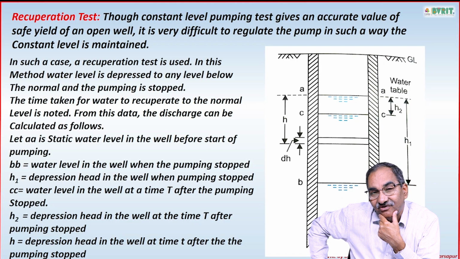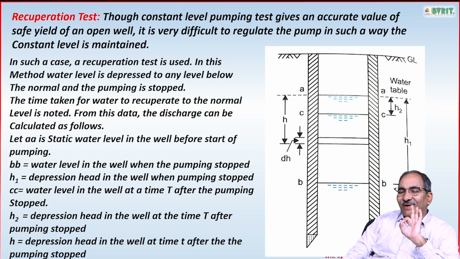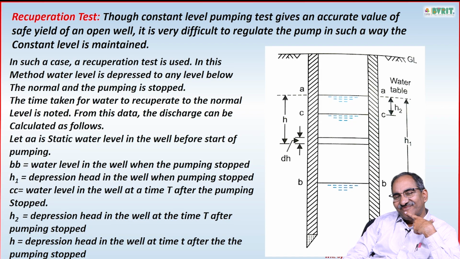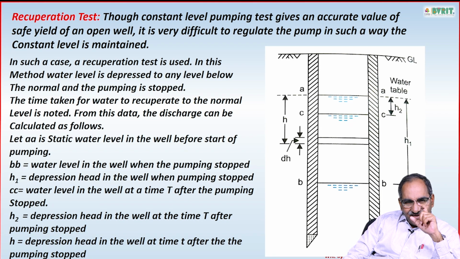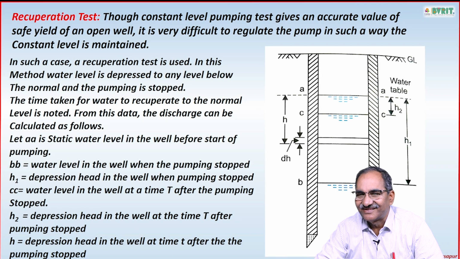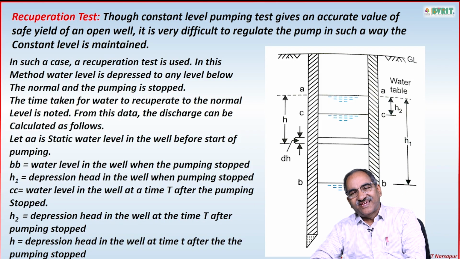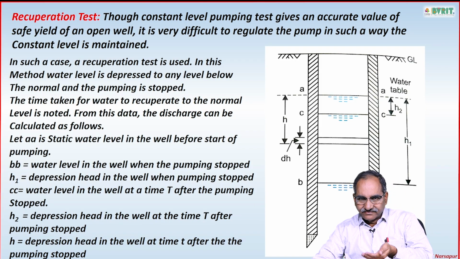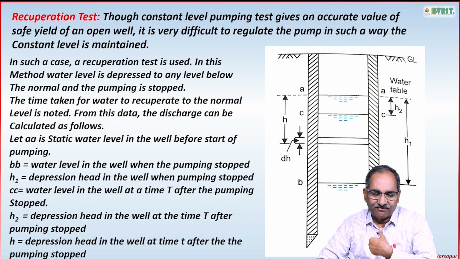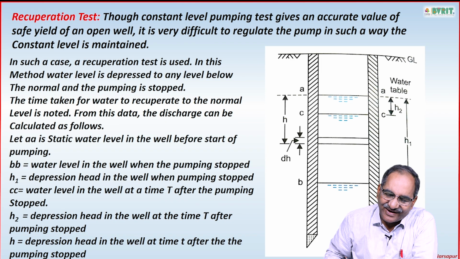Why do we need to go for the recuperation test? There is one problem with the pumping test. What is that problem? In the pumping test, maintaining the speed of the pump in such a way that the depression head is constant, that regulation of the pump is not that simple. It is very difficult. So in such a case, where there is a difficulty in regulating the speed of the pump, naturally we go for the second method, which we call the recuperation method.